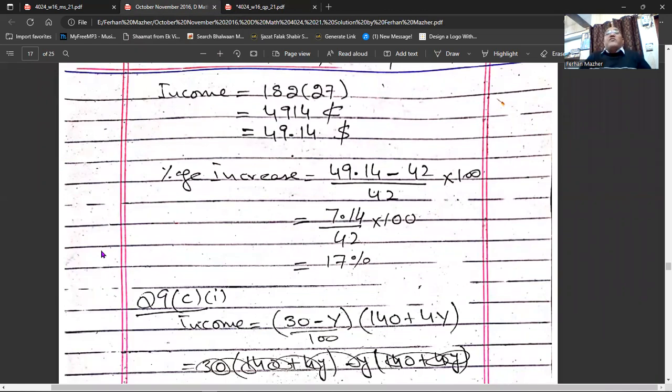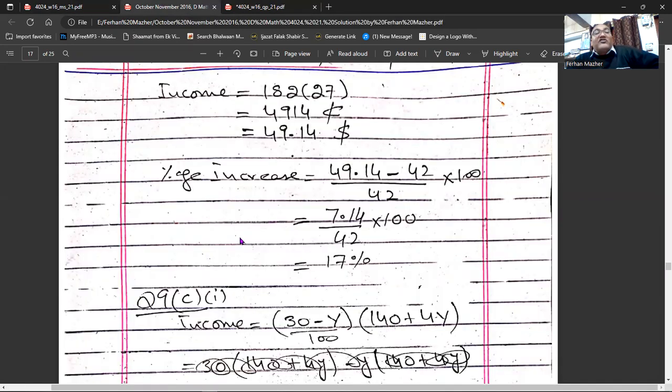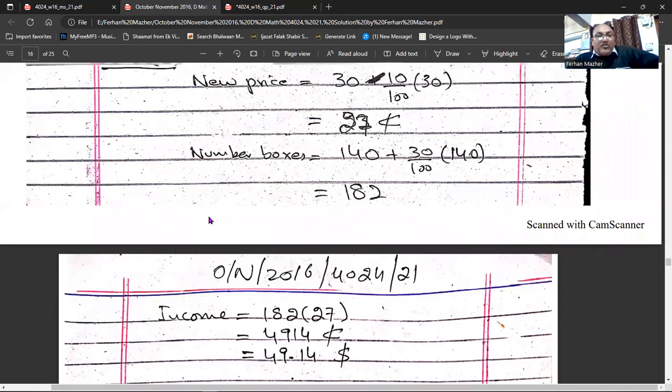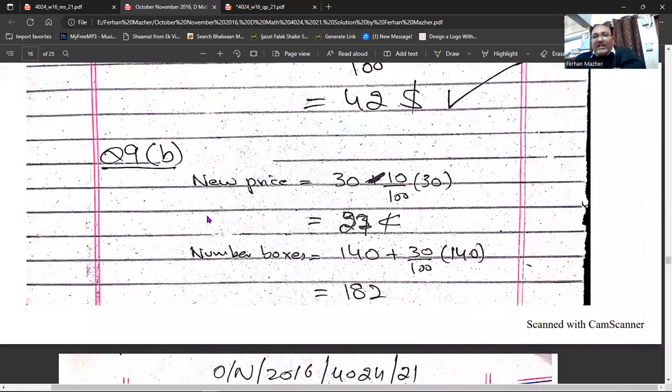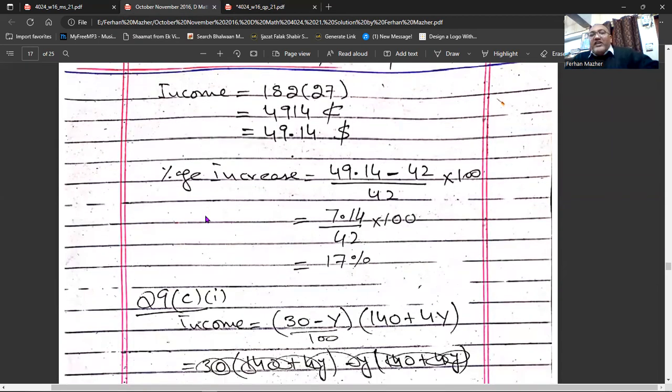So it will be 49.14 minus 42. That will be 7.14 divided by the previous income, which is 42, multiplied by 100. That is 17%. So the increase in their income is 17%. So our answer is right. So from question number 9B part, the solution started from here. You can pause the video, take your time, and then it is here.